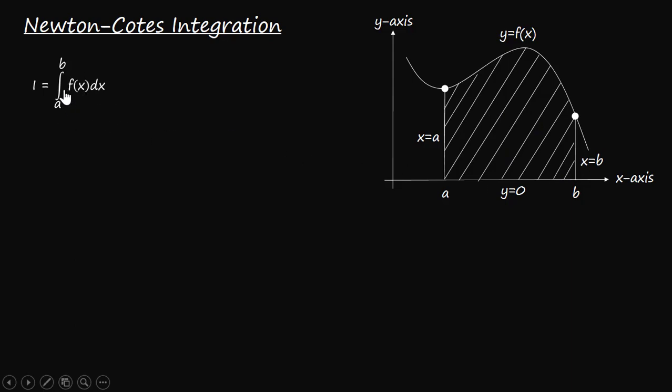Now sometimes this function f of x is not that easy to integrate. So in that case we use the concept of numerical integration. And the basic idea of Newton-Cotes integration is to replace that complex function f of x with a comparatively simple function. Let's represent that function as f sub n x, and that is very easy to integrate.